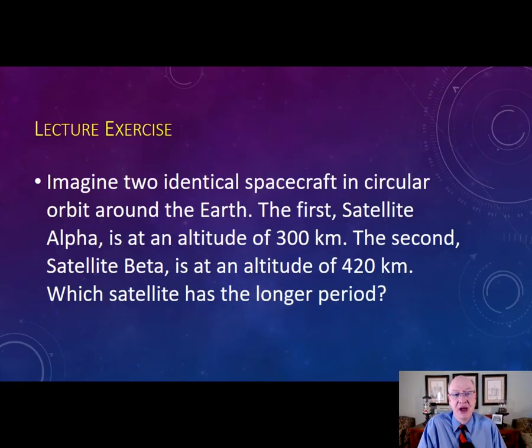Then the question comes about, imagine those same two satellites, Alpha at an altitude of 300 kilometers, Beta at an altitude of 420 kilometers. Which satellite has the longer period? That is, which one takes more time to go around the Earth? So go out to the lecture exercise and answer that.